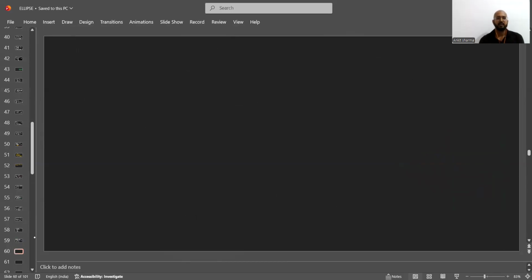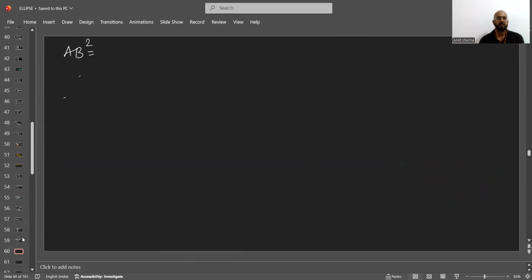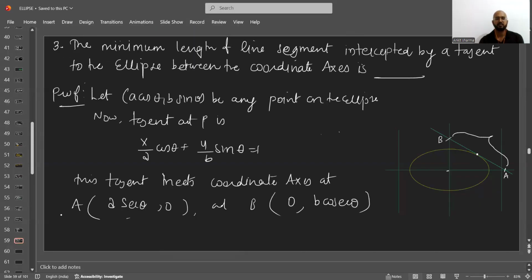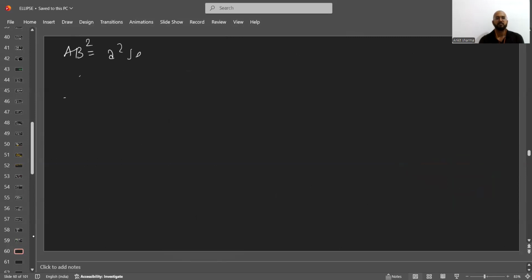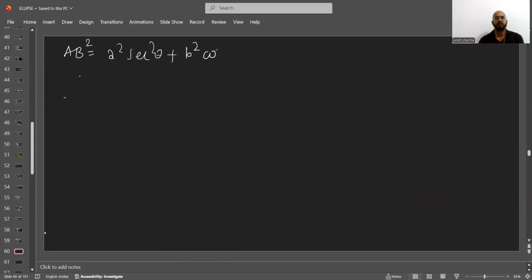Now we want the length of AB. So for AB, we can apply the distance formula. We'll use the distance formula squared, that will be better. So AB square would be this minus this. That means a sec theta minus 0, so a square sec square theta, plus this is going to be b cosec theta minus 0, so b square cosec square theta.